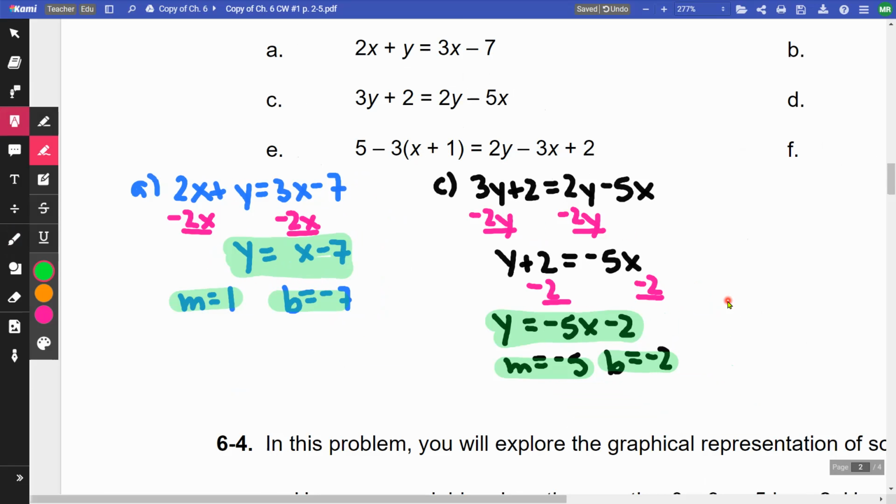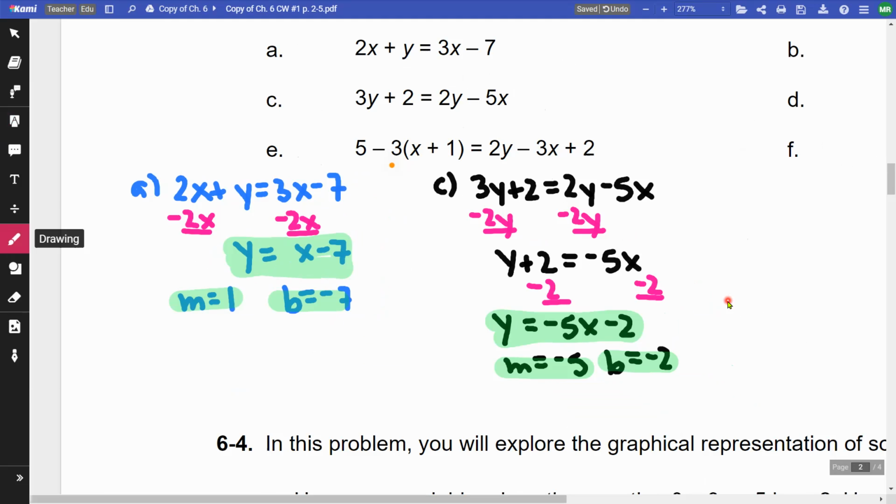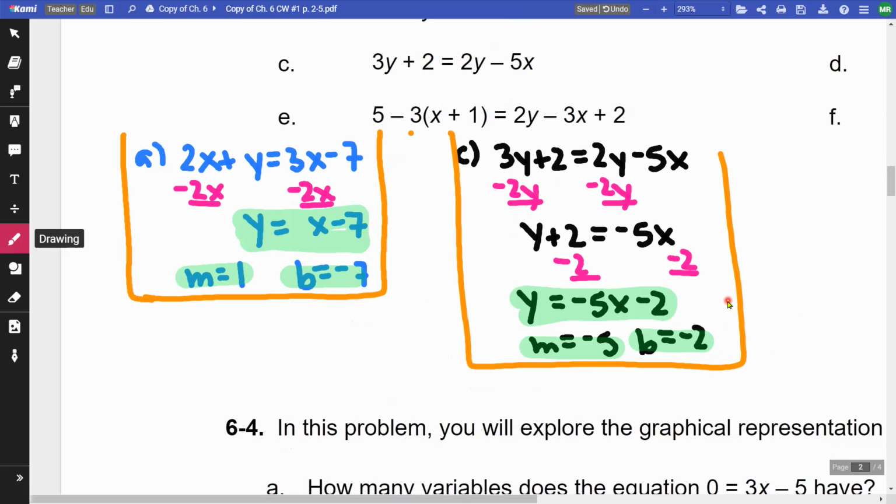Now E. So for E, okay, let me do E. So E is 5 minus 3 times x plus 1 is equal to 2y minus 3x plus 2.